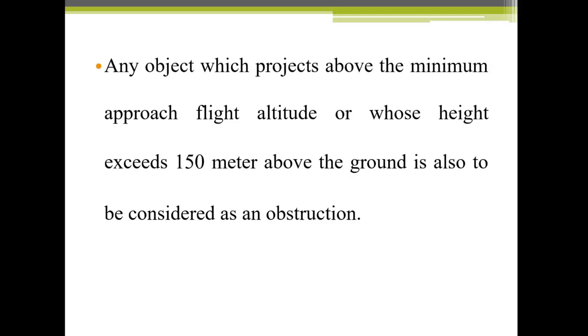Now the next point is, any object which projects above the minimum approach flight altitude or whose height exceeds 150 meters above the ground is also considered to be an obstruction. Now we have seen the two conditions. The third condition is that any object which is projecting above the minimum approach flight altitude or whose height exceeds 150 meters above the ground is also considered as an obstruction for the aircrafts. So these three points are very important to understand which object is considered to be an obstruction.